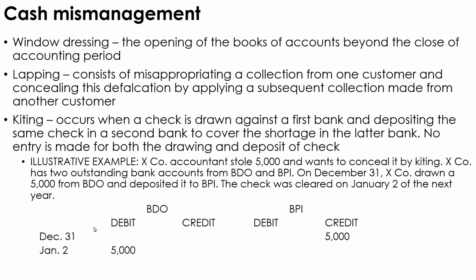Di ba? Nung December 31, nagkaroon ka ng additional 5,000 na cash. Technically, transfer of cash lang yon kay BDO. Pero since si BDO, clear pa lang niya yung check noong January 2, i-reflect pa lang niya sa bank statement na sa January 2, doon pa lang nabawasan yung 5,000 na ginawa ni check nung accountant. So, ano ang nangyari dito? Na-conceal yung 5,000 na shortage at the end of the accounting period.